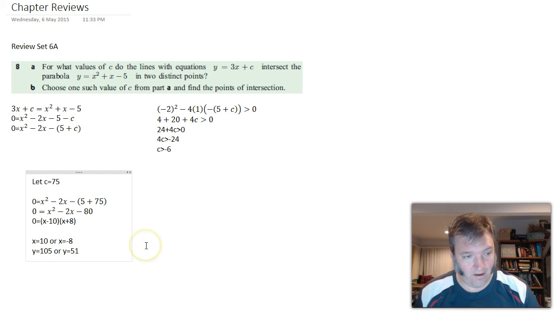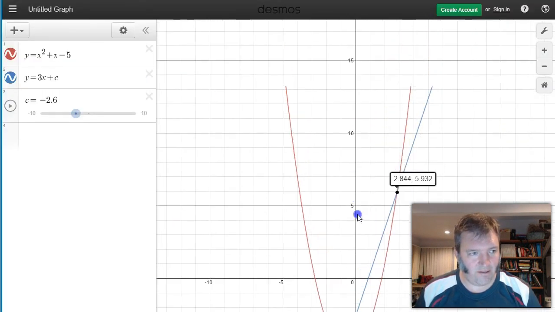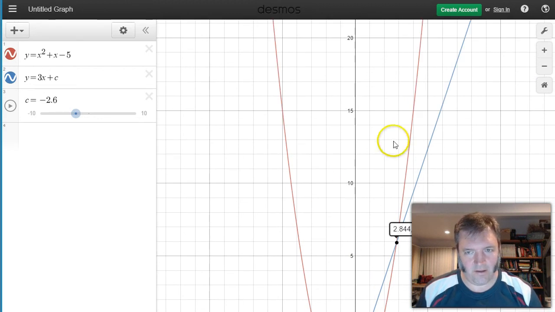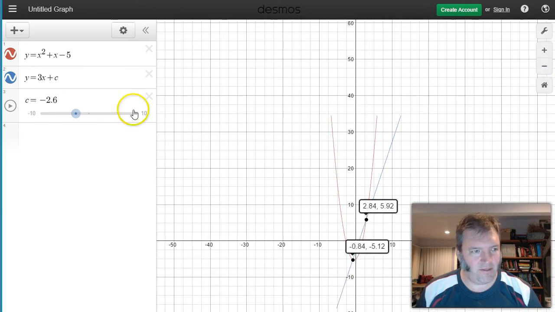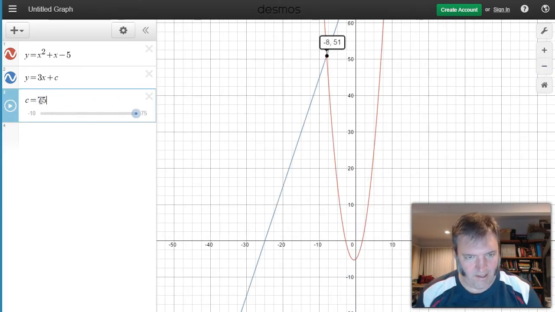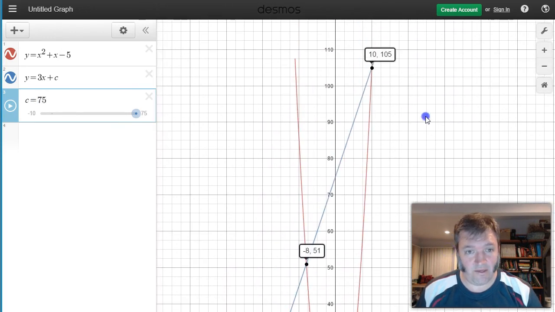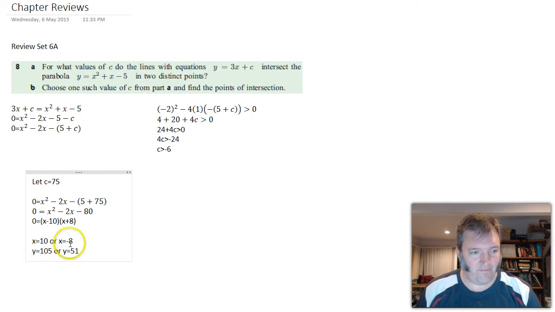Let's see how we go when we get back over here to Desmos. Where'd you go? There it is. Now I've got to zoom out a bit here because we've got c equaling 75. Good news about that is I can just type that in there. Ooh, -8, 51, that's one we wanted. What's the other one we said? 10, 105. How'd I go with my maths? 10, 105, -8, 51. There you have it.